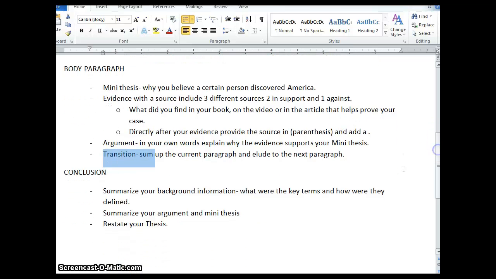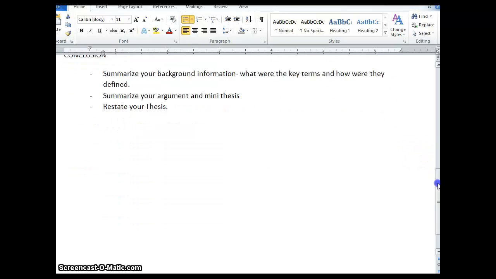You can just roll into your conclusion and say, in conclusion, Columbus, although not the first to arrive in the Americas, certainly paved the way for changing the world. Summarize your mini thesis: therefore, Columbus discovered America. And then a restatement of the thesis. That's a brief overview of the paper.